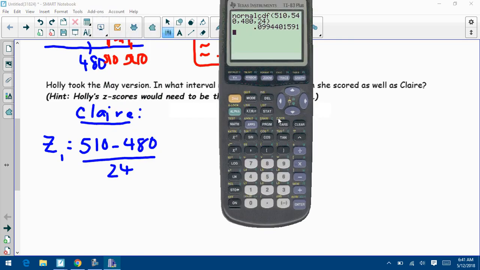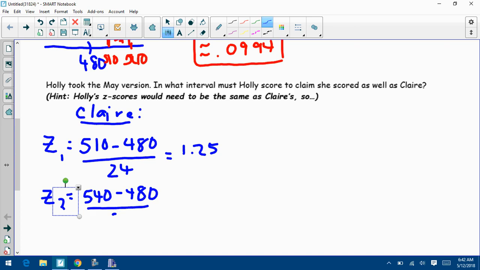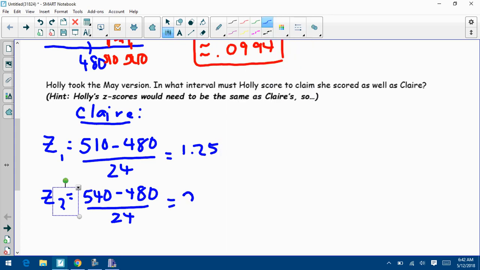And we come and type that into our calculator. 510 minus 480, enter, divide by 24, and her first z-score is 1.25. And the upper range of her z-score, which was 540, minus 480, divided by 24. So 540 minus mean of 480 divided by 24 is 2.5. So those are Claire's z-scores.